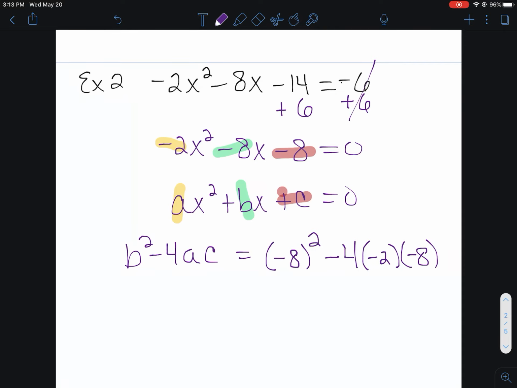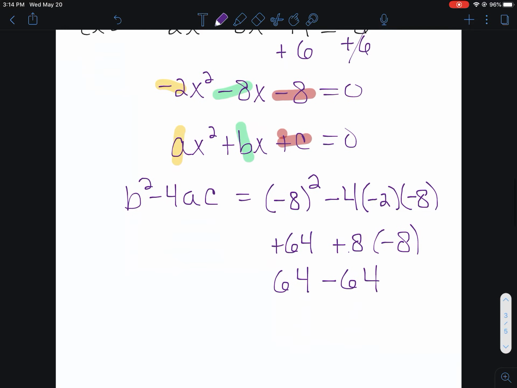Now follow our PEMDAS. Negative 8 squared is positive 64. If you're putting that into your calculator, don't forget to use parentheses around the negative 8. Otherwise, it's going to give you negative 64, and then you'll get the wrong answer. And then we're going to do our multiplication left to right. Well, negative 4 times negative 2, that is positive 8 times negative 8. So I have 64, and then 8 times negative 8 is negative 64. Well, 64 minus 64 is 0.